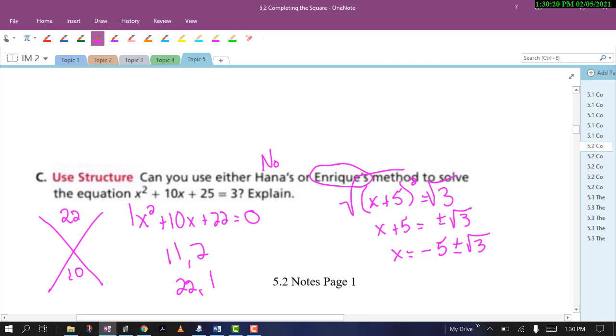So we can't do Hannah's method because our answers are irrational. We have the square root of 3. It's not an integer. They're not whole numbers. We can only factor when our solutions are rational, either a fraction or a mixed number or several other things. So make sure that you're just following the steps of what you know how to do.